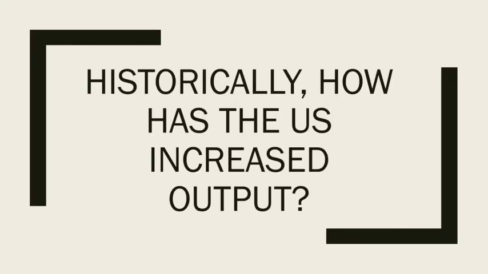So we talk about historically, how has the U.S. increased output? Well, we can look at the colonization period, where one of the big ways that they increased output was to increase the amount of land. So as we see westward expansion, that's increasing the land, which is going to increase the economic output of the nation. We also see that it increased the people as we see immigration come through from the founding of this country, through the headright system, through indentured servitude, and even slavery. That increased economic output.